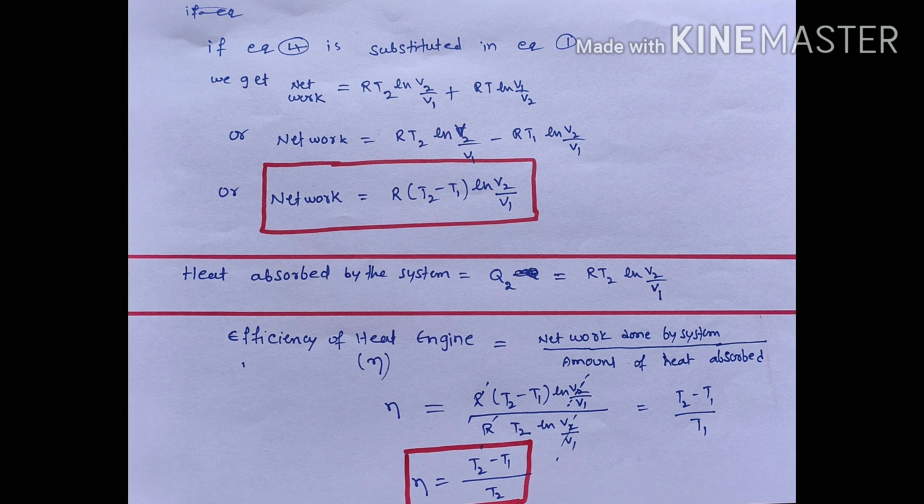The amount of heat absorbed by the system is equal to Q2, and Q2 is nothing but RT2 ln V2 by V1. So the efficiency of the heat engine can be expressed as the net work done by the system upon the amount of heat absorbed. On writing these two equations, we get the final equation to calculate the efficiency of the heat engine, that is, eta is equal to T2 minus T1 by T2. Here the efficiency of the heat engine depends only on the initial and final temperatures between which the system is operated.